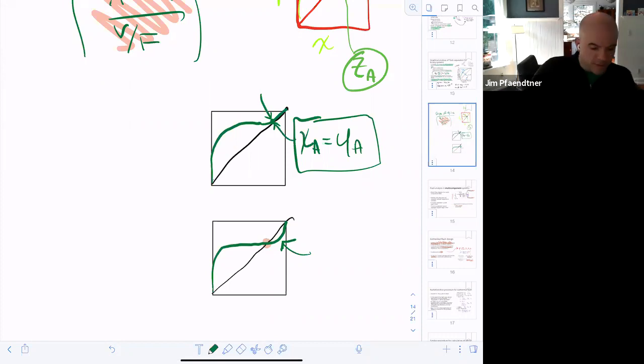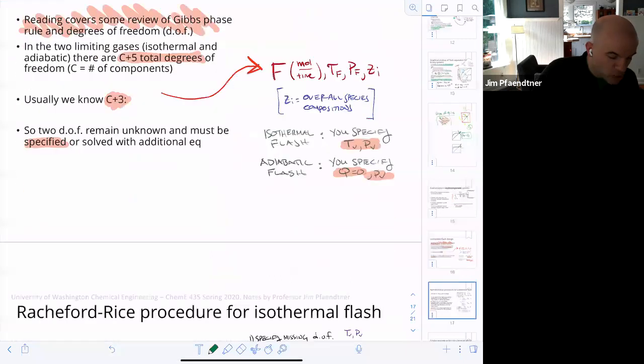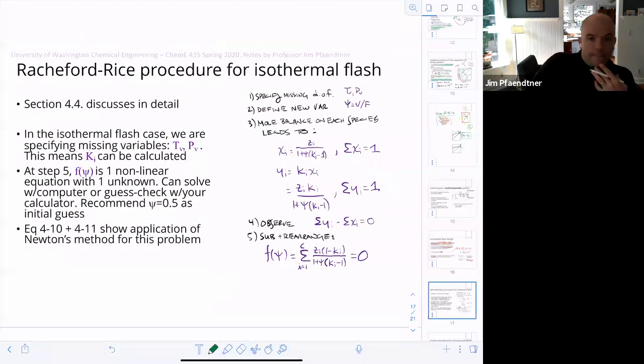Okay, I don't see any other questions. Let's move on now. Remember, right before the break, we were talking about isothermal design. Now I'm going to show you an algebraic method for doing isothermal design. Section 4.4 discusses this in detail. I'm going to go through these formulas on the right-hand side in some detail, so you don't have to rush to write them all down. I mean the bullets on the left here.